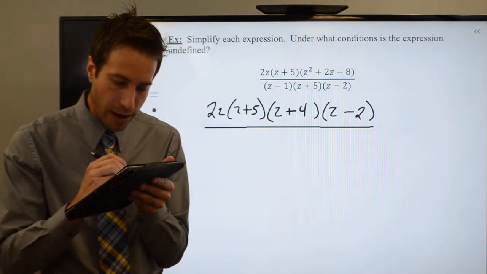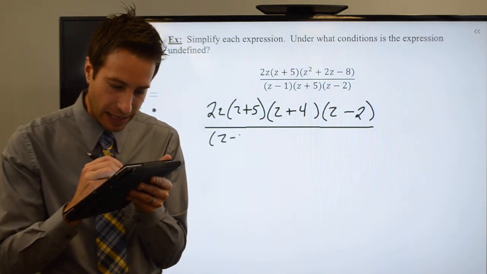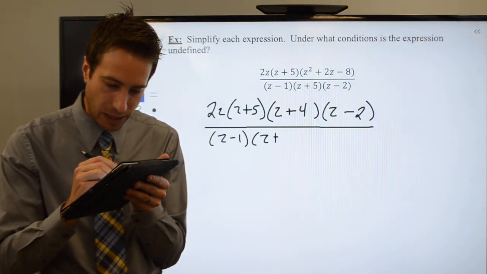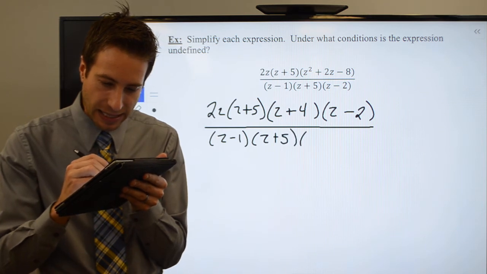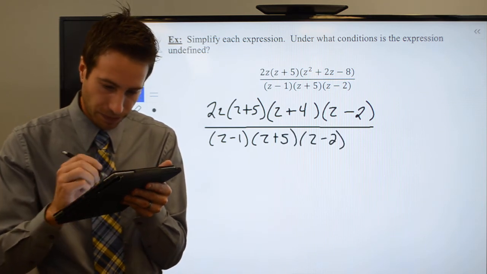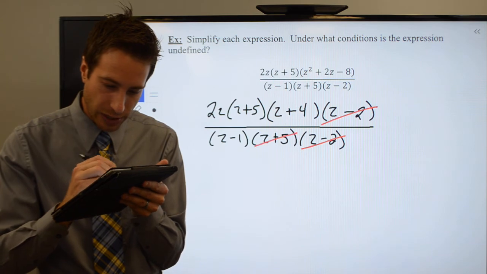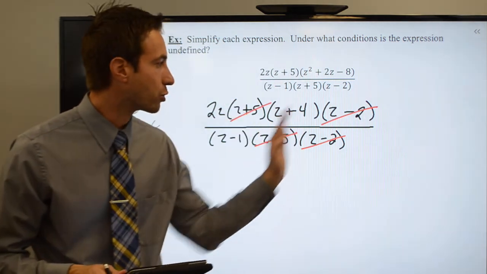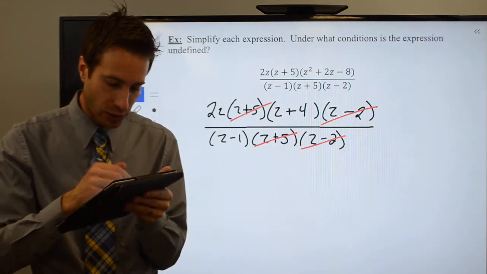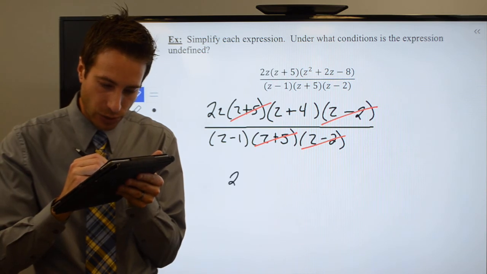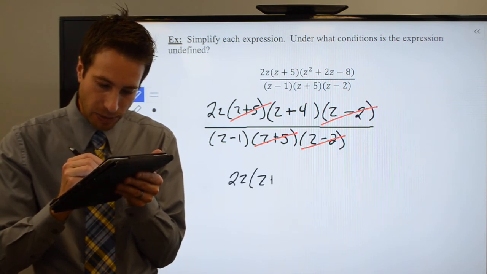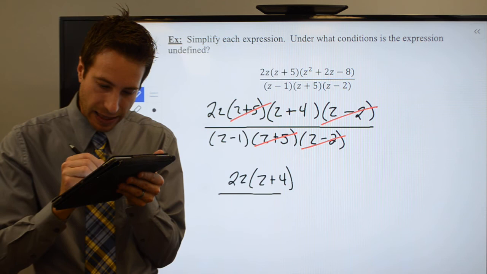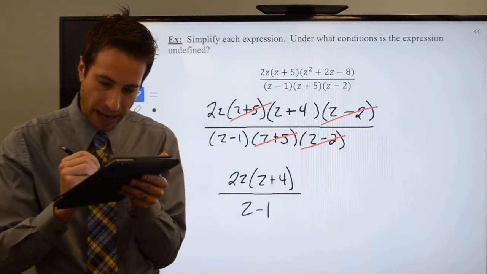All right, in the bottom then, I have my z minus 1, I have my z plus 5, and I have my z minus 2. Z minus 2s, z plus 5s, those will all become 1s. And so what I'm left with is 2z times z plus 4, and in the bottom, a z minus 1.